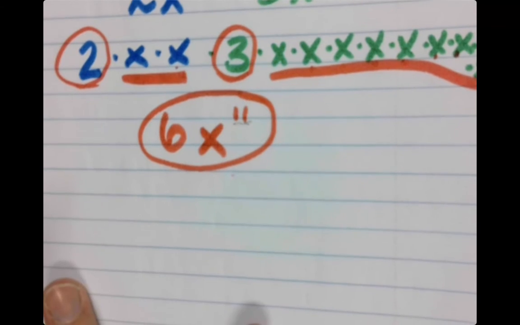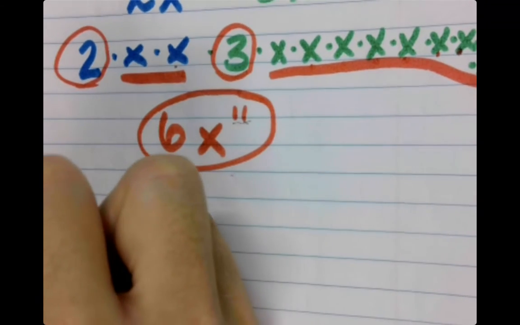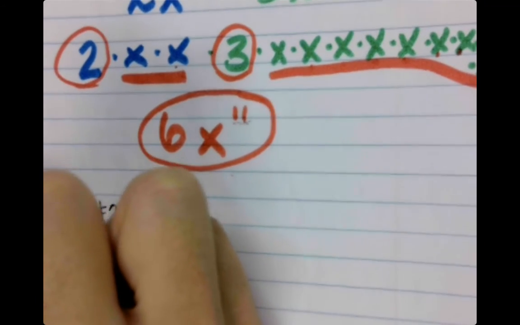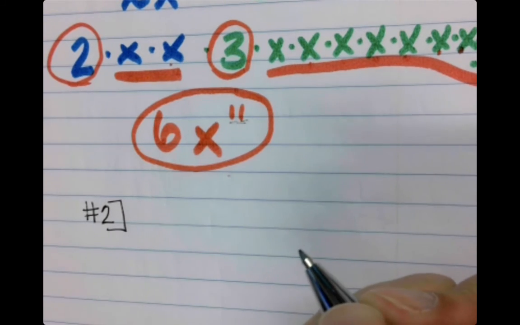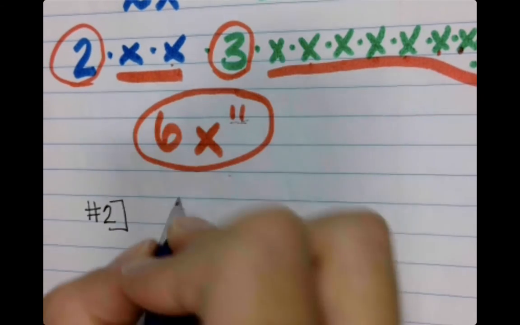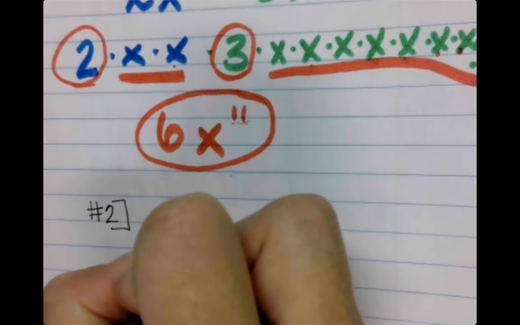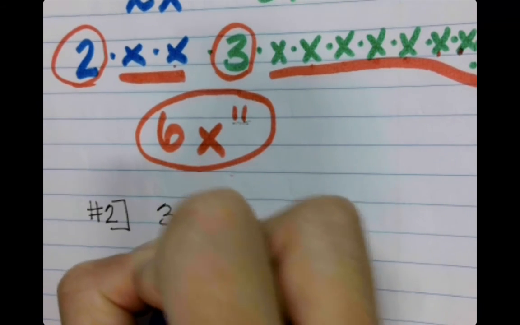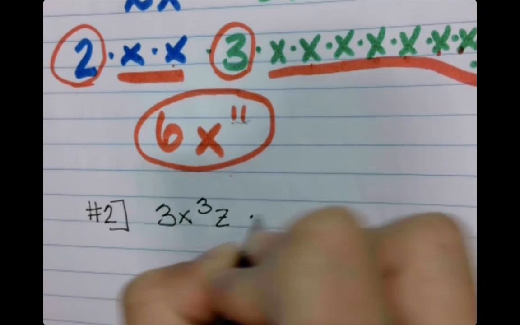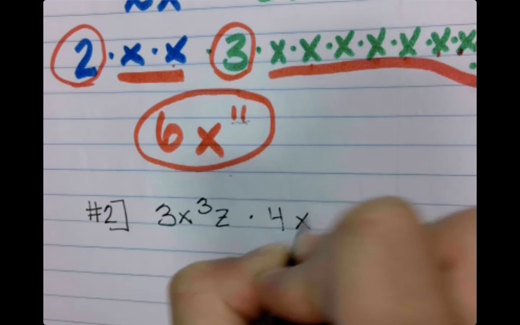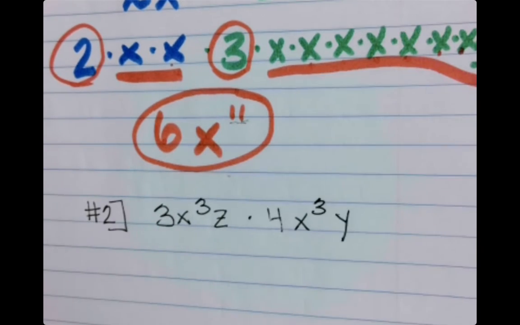Number two is the same thing: 3x to the third z times 4x to the third y. I'm going to have you pause the video and solve that yourself.